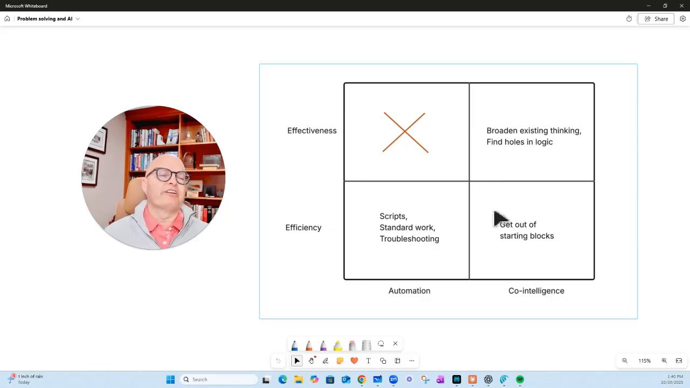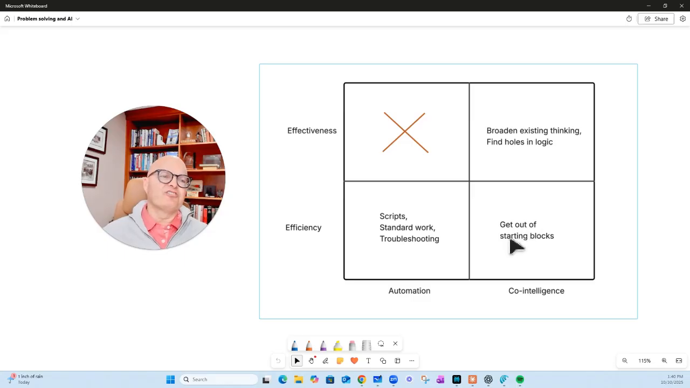Now, more so in the co-intelligence, we actually have both effectiveness and efficiency. So effectiveness, which I think is probably more important, is really to broaden our thinking. We might think about a problem in a certain way, and AI can be a tool, a co-intelligence, to help broaden our thinking. The same thing a coach would do, just to be clear. And I'm going to show you how that works. But also find holes in logic, right? Break down and poke at us a bit and challenge some of our thinking, give us things to consider in our logic chain as we're going through it.